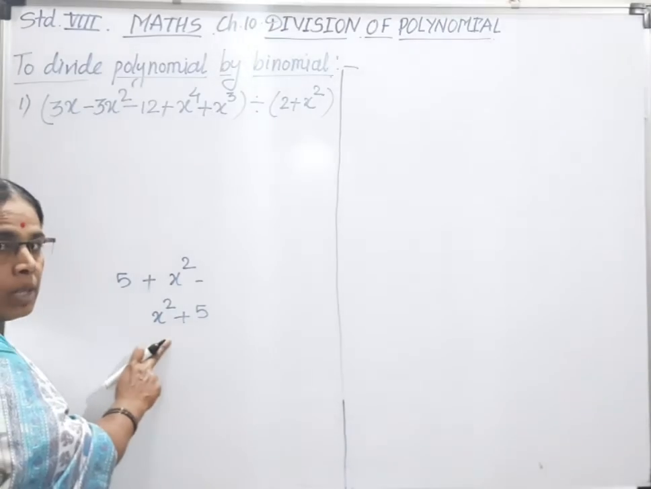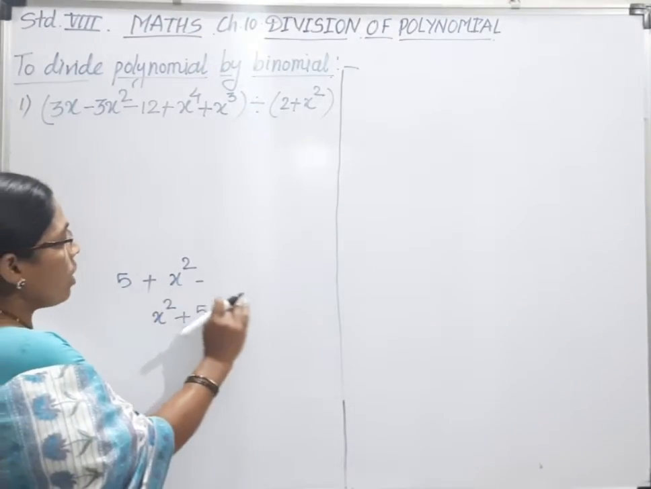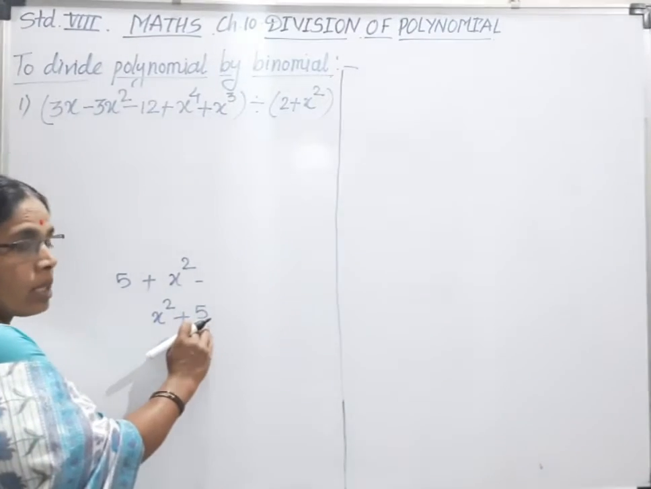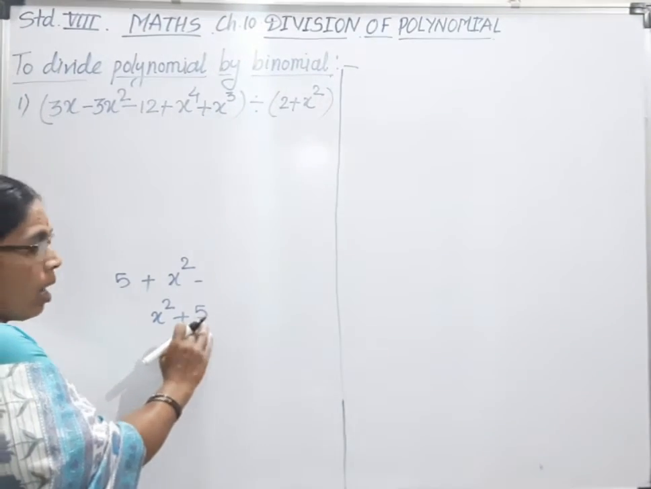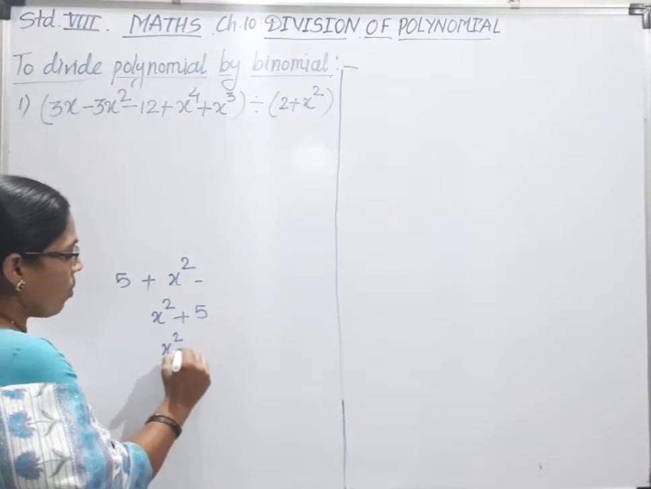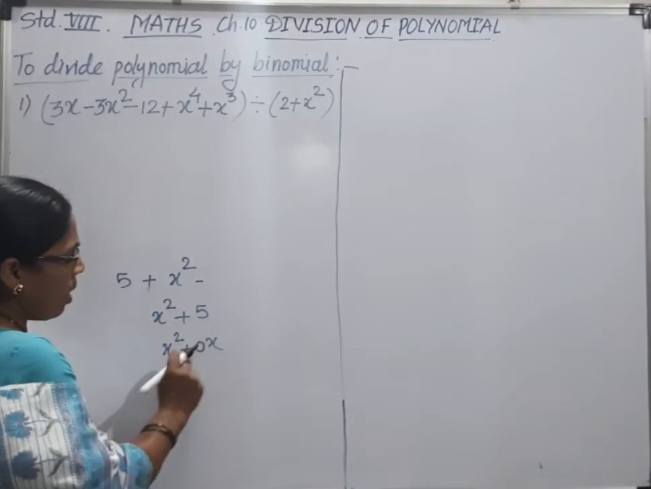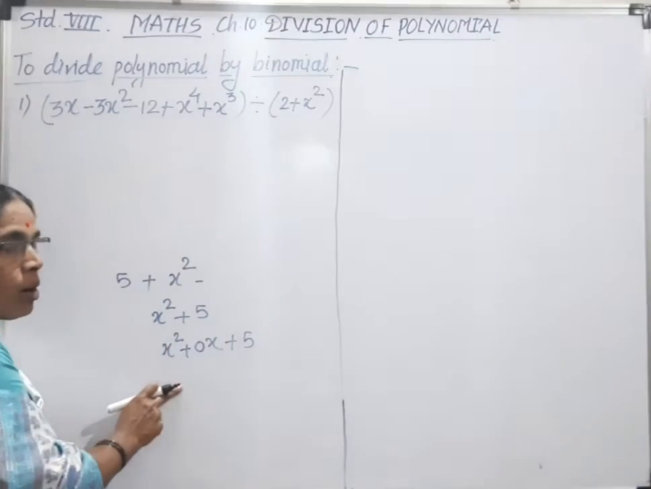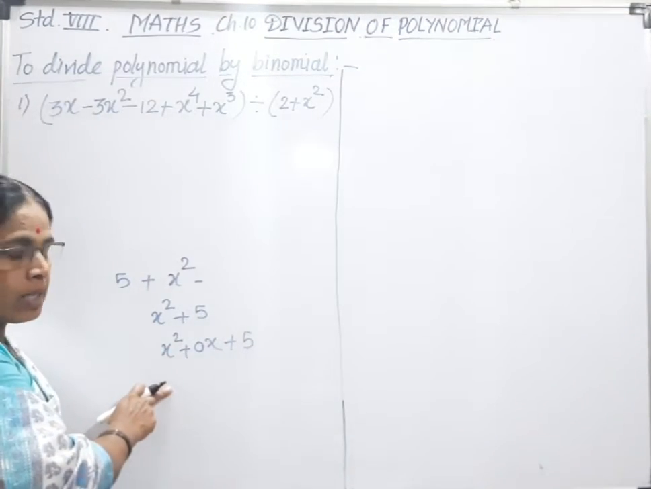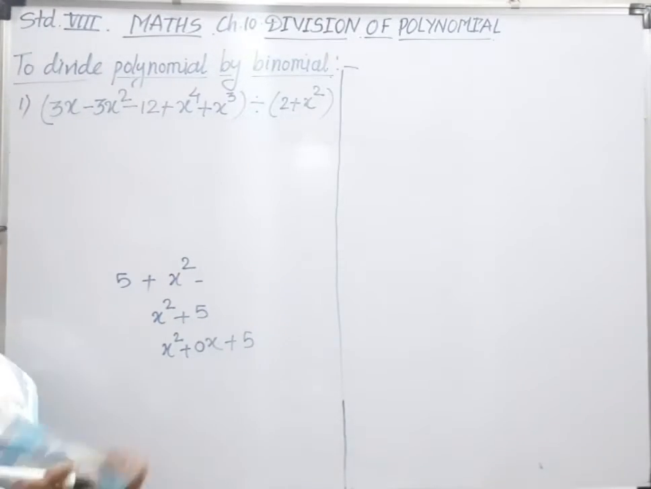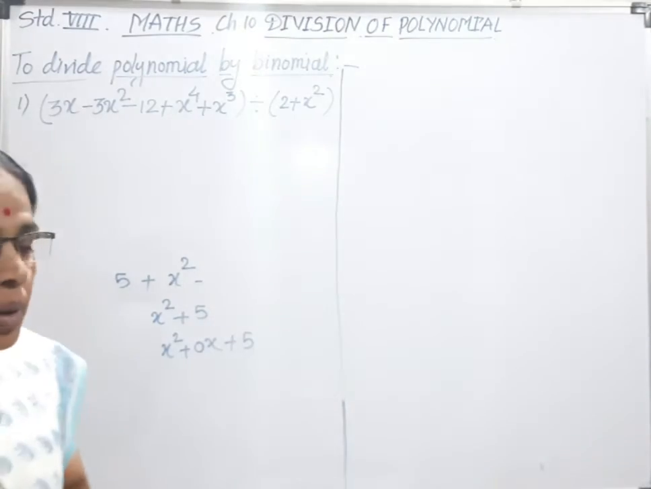But now one term is missing when we are writing in the descending order. So after x square there should be x raised to 1, that is the x term. If it is not given, then we have to write x square plus 0x plus 5. This is only for the dividend, not for the divisor. So x square plus 0x plus 5, and then afterwards you have to divide.